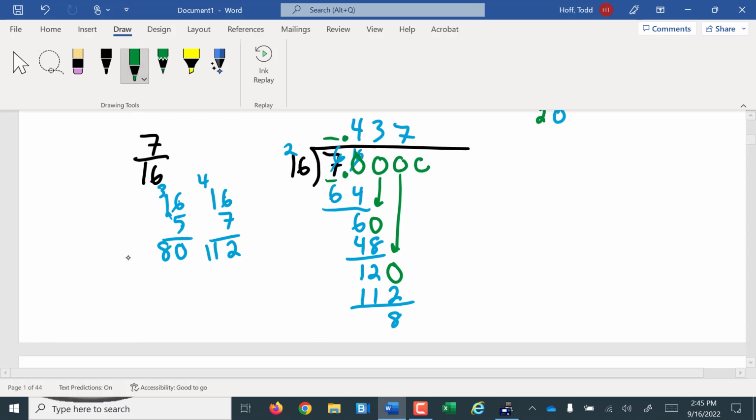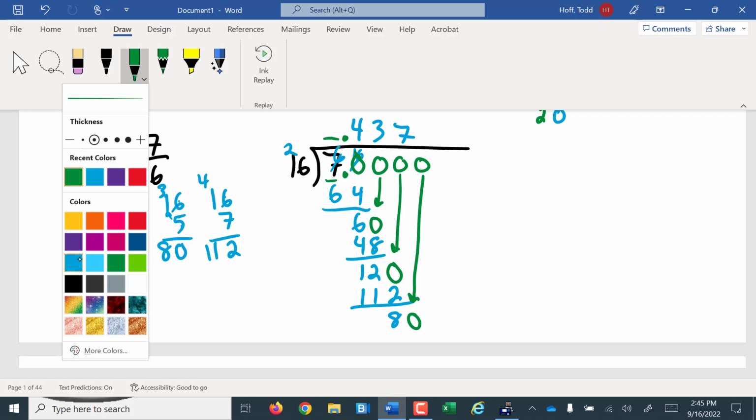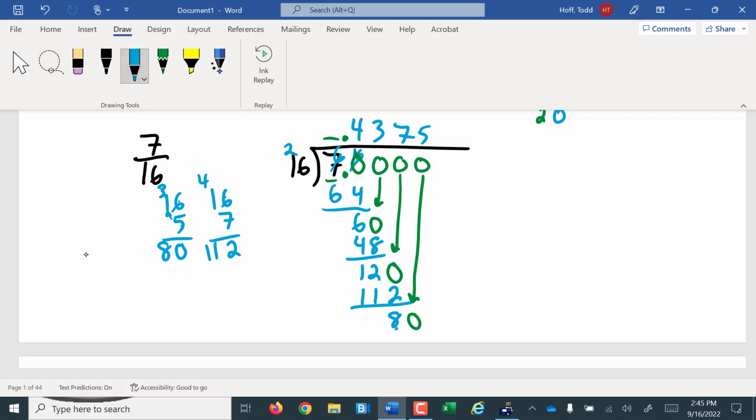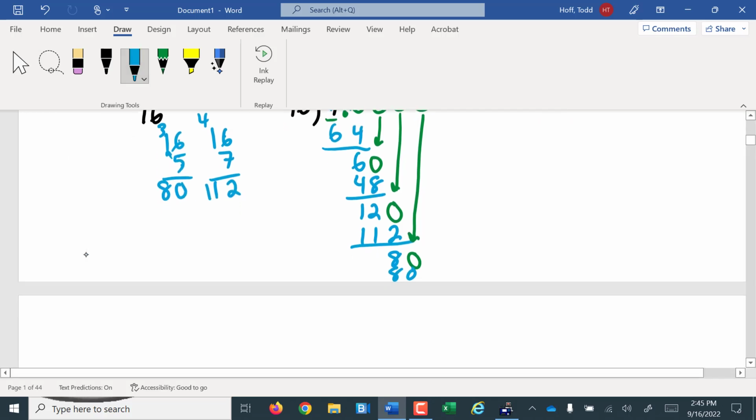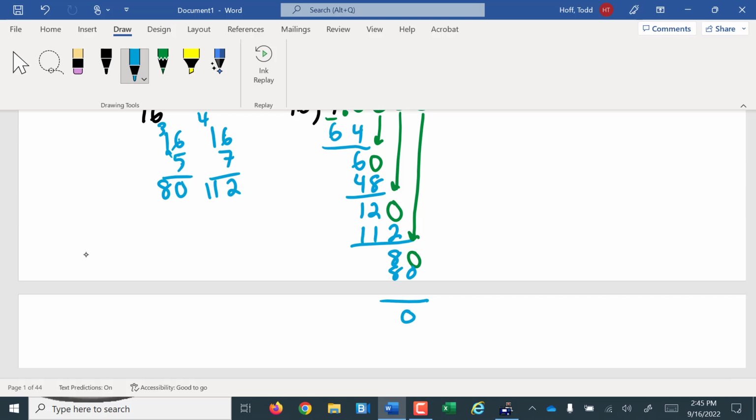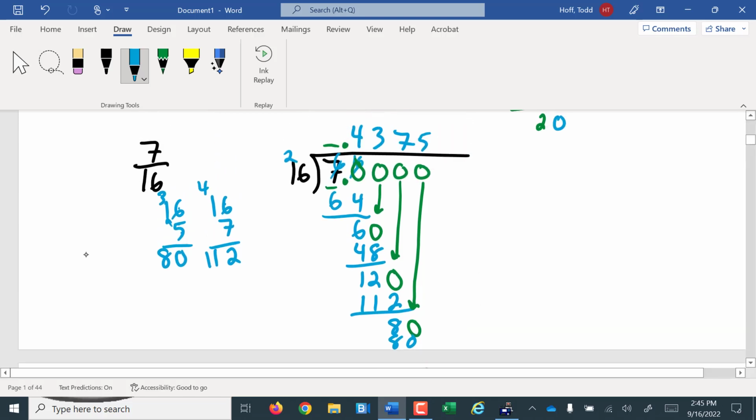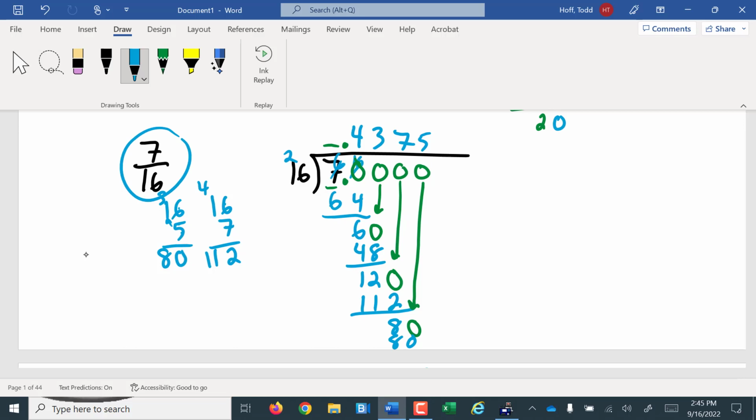At this point, we're starting to wonder, do we need to worry about rounding it, or do we keep going? Well, we'll go one more here. Add a 0 and bring it down. 16 goes into 80 exactly 5 times. So that's the end of it, right? There you go. So 0.4375 is equivalent to 7/16.